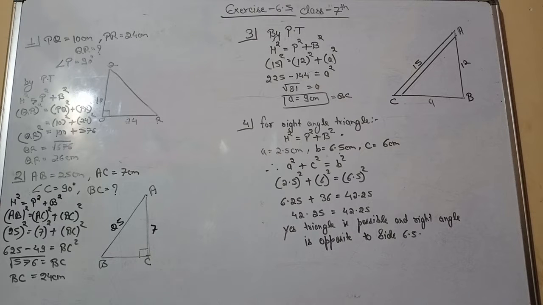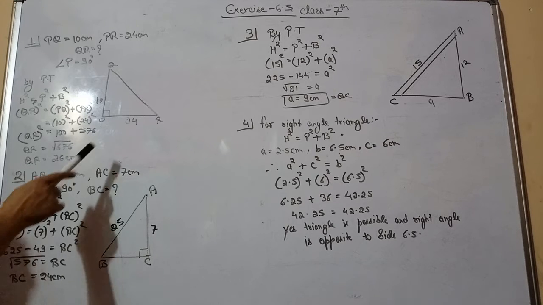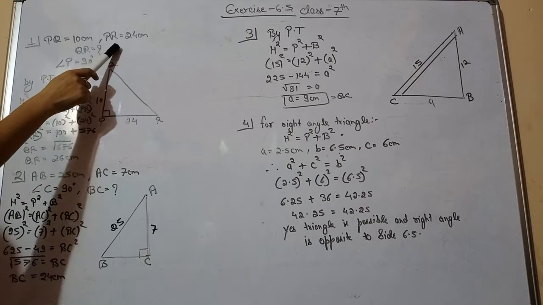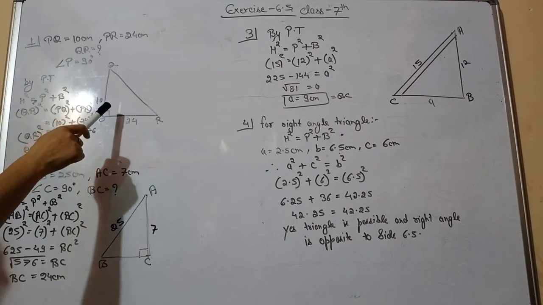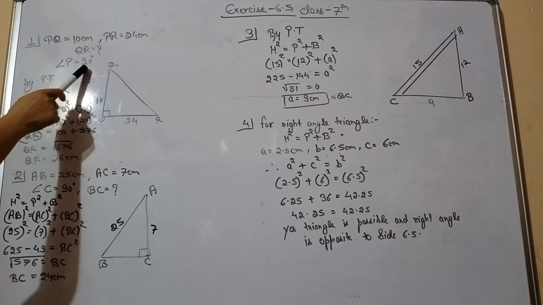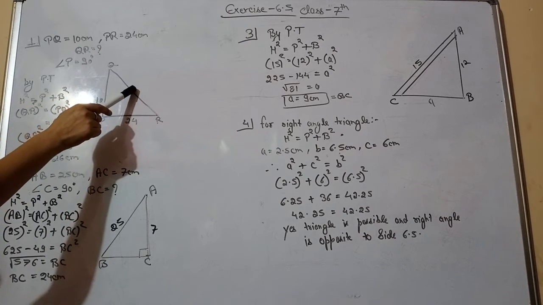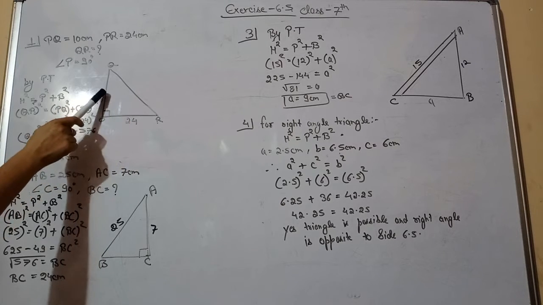Let us see what is given. In the first question, it is given PQR is a triangle, right angle is at P. PQ is given 10 cm, PR is given 24 cm. Find out QR. Here I have drawn a diagram in which PR is 24 cm as it is written, PQ is 10 cm and the right angle is at P. This is unknown. This is the hypotenuse, this is the base, this is the perpendicular.